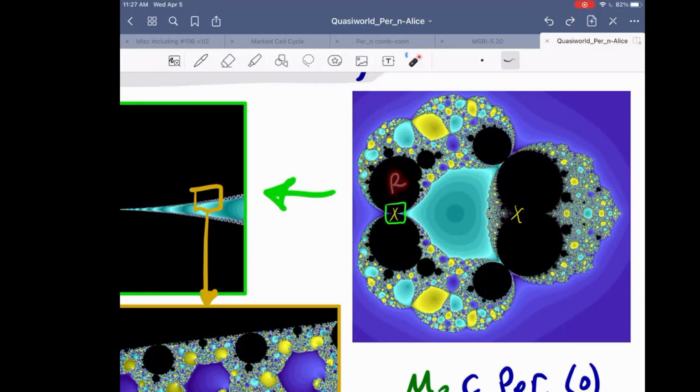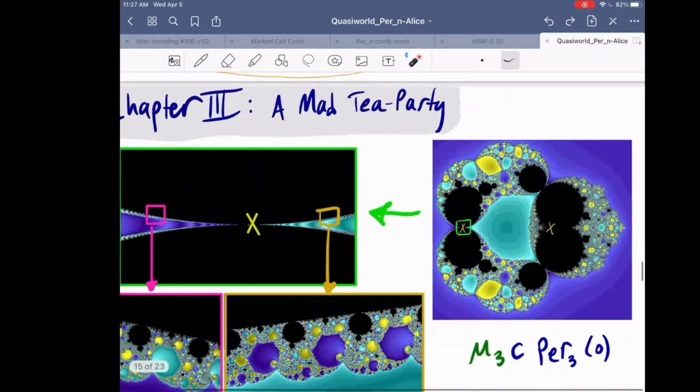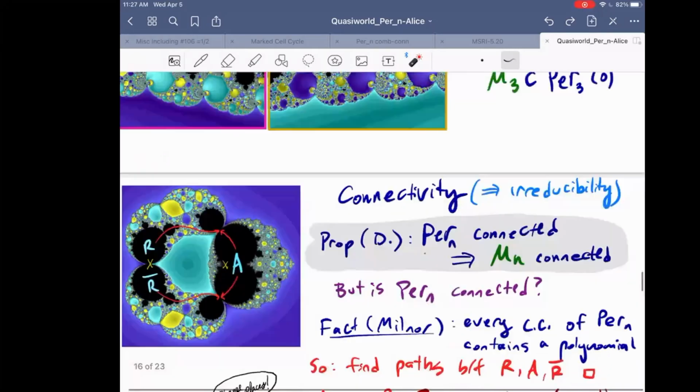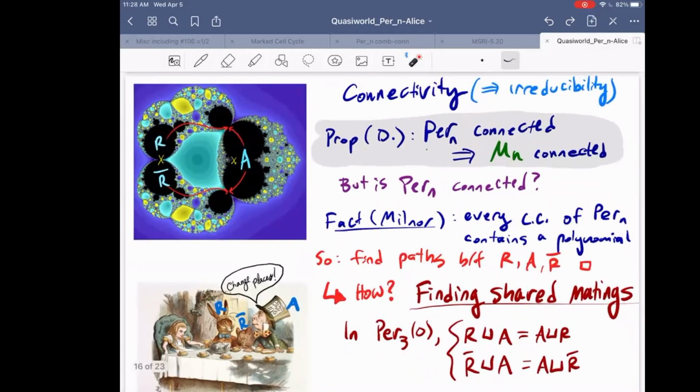So she's over here, and the Mad Hatter is over here. She needs to get to his tea party. How can she get over there? This is really a question of whether or not M3 is connected. So now we can turn our attention to this question of connectivity. And recall from the introduction that, due to the work of Adam Epstein, connectivity does imply the irreducibility of these Per_n(0) curves. The first thing to note is, why is M3 connected?